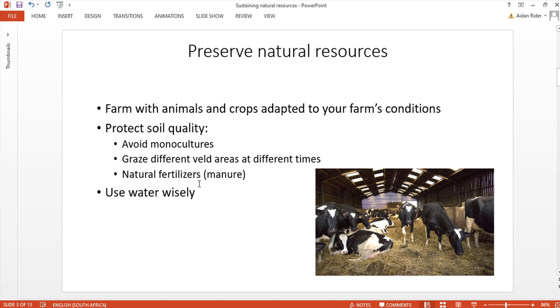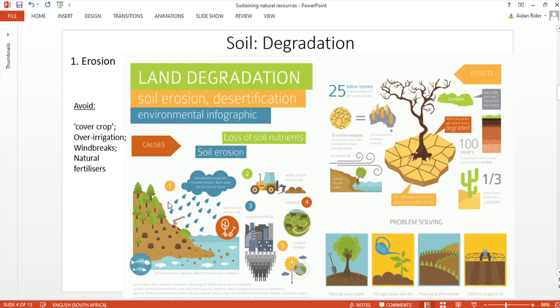Then lastly, use water wisely. We should not waste water. We should not let it drip and run, it shouldn't run off in the veld. Like when you irrigate the veld, it should not just run away or percolate through the soil. We want to use the maximum amount of water without overusing it because we can't get water back and rain is so scarce. Okay, then we look at soil.